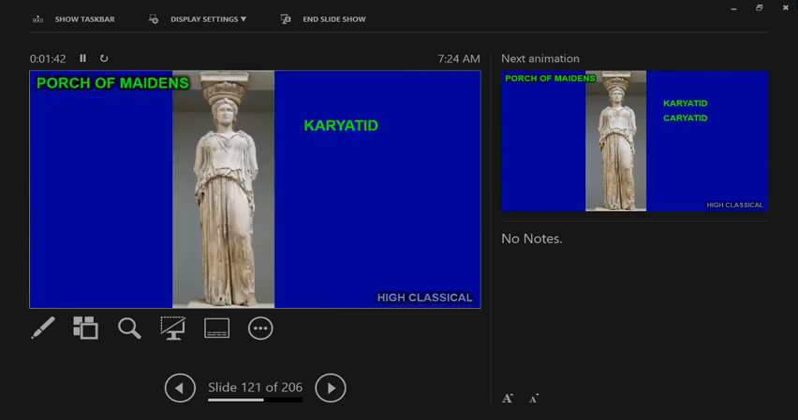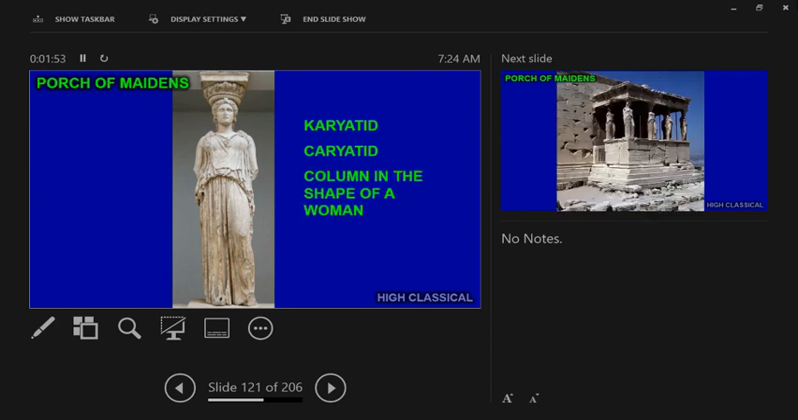I've seen caryatid spelled with a K. I've seen caryatid spelled with a C. So it looks like you can spell it either way. But basically, a caryatid is a column in the shape of a woman. And these women are very columnar. That means they look like columns. If you look at the dress, the folds in the dress are very vertical, and they look like the fluting that is on a column.